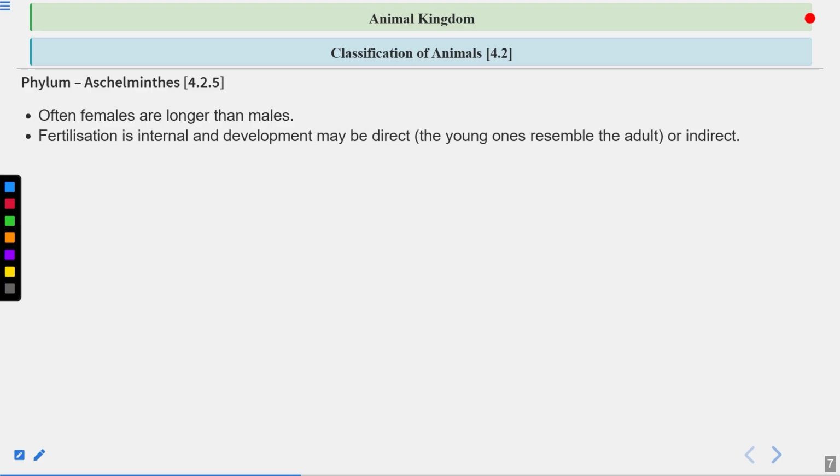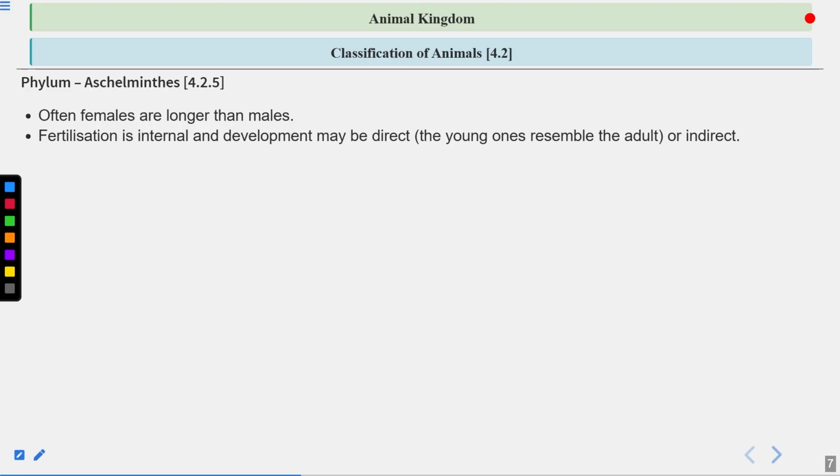Fertilization is internal. So reproduction is there. There is a proper copulation process. Copulation means the male reproductive organ is inserted inside the female reproductive opening, and there they release the sperm. So the fertilization takes place inside the female body, and that is why it is written here that the fertilization is internal. The zygote formation is there, and that is internal, right?